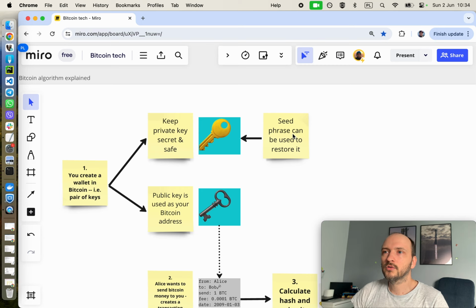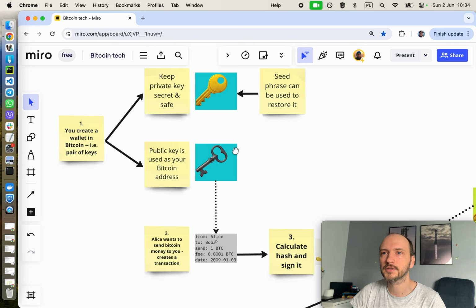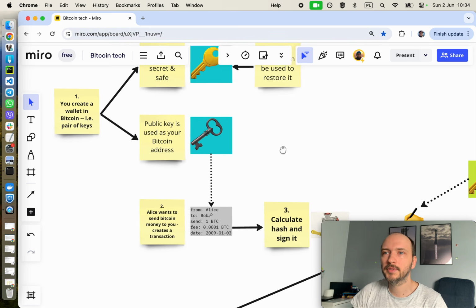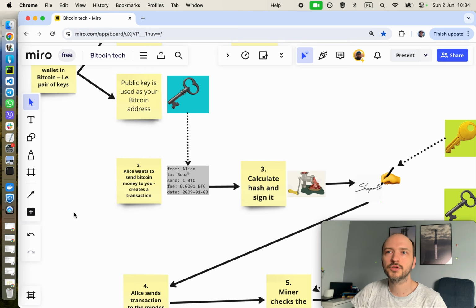You may also face a need to create a seed phrase. When you create a wallet, the application asks you to remember a seed, and this seed can be used to restore the private key. In this way, you can reproduce the same private key in the future if you remember the seed phrase. And what happens next is that, for example, Alice on step 2 wants to send you Bitcoin money, and she creates a transaction.